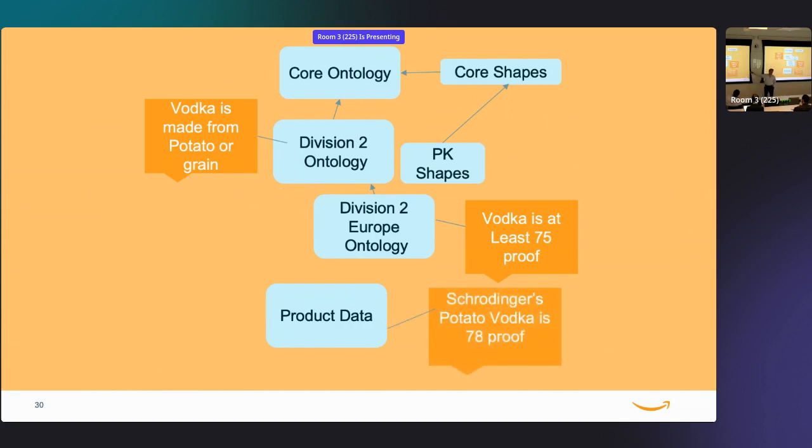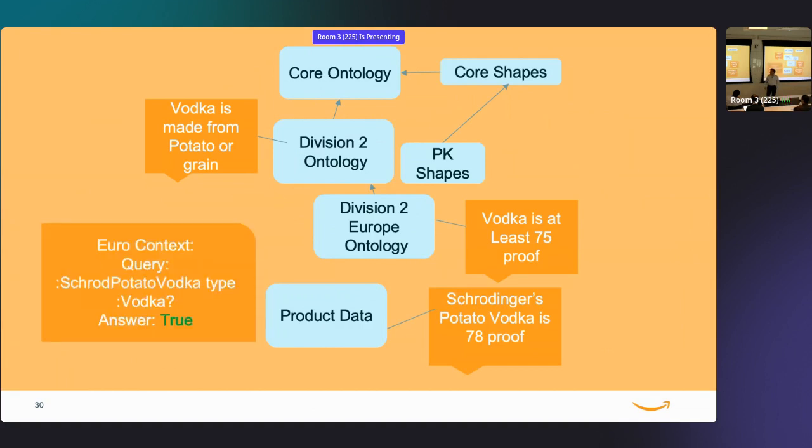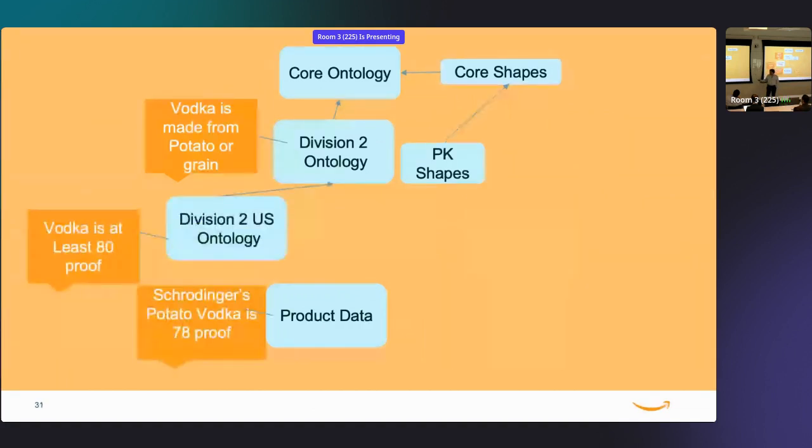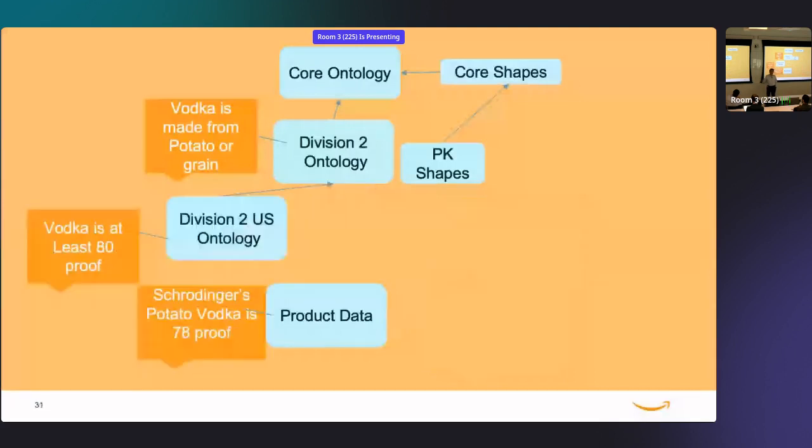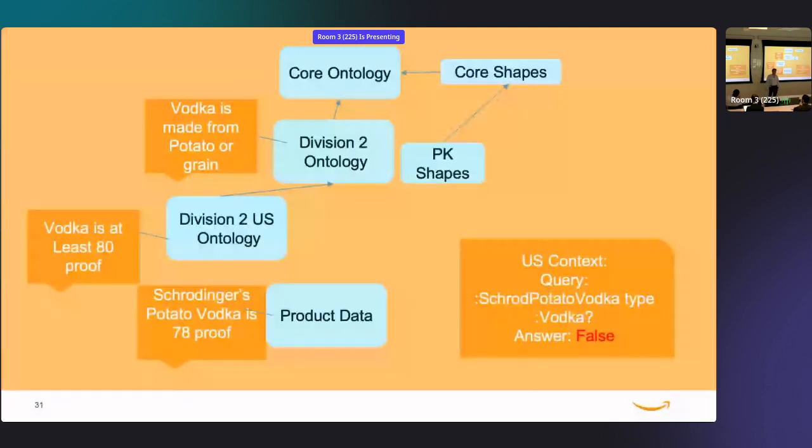Well, I now create a Europe context, and I can run a query in my Europe context: is Schrodinger's vodka? Yes, it is. But then I switch over to my US context and ask, is Schrodinger's potato vodka? It's not, because it doesn't reach the proof requirement.